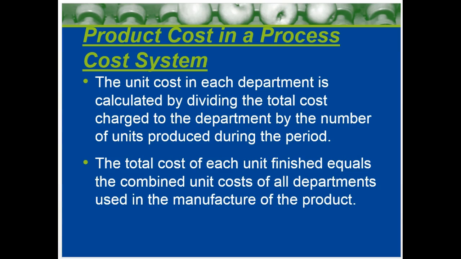So all I did in this instance was divide $50,000 by the 10,000 widgets, and $120,000 by the 10,000 widgets. That's how I got my $5 and $12. So that's an example of what it's referencing here when it speaks about the department by number of units produced during that period.